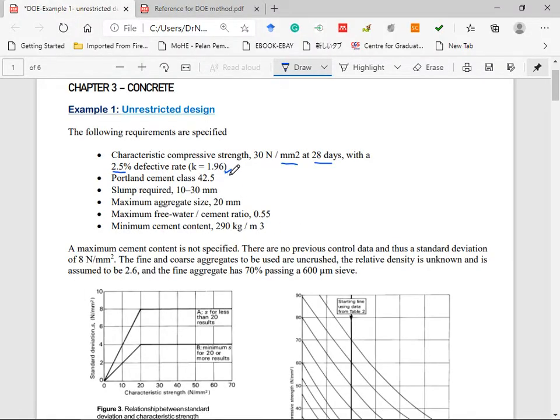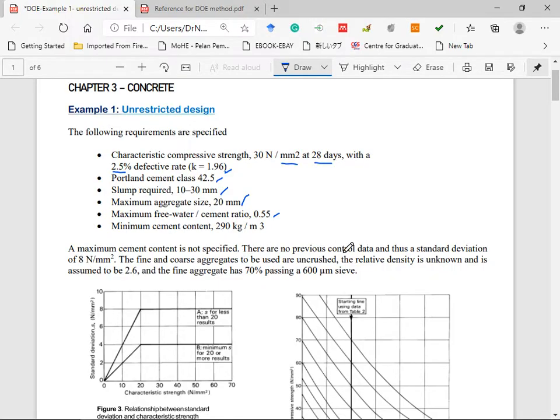And the type of the Portland cement used in the mix design is 42.5. The slump required is 10 to 30 millimeter. The maximum aggregate size is 20. Maximum free water cement ratio is 0.55, and the minimum cement content is 290 kilogram per cubic meter. A maximum cement content is not specified, so there is no data for the maximum cement content.